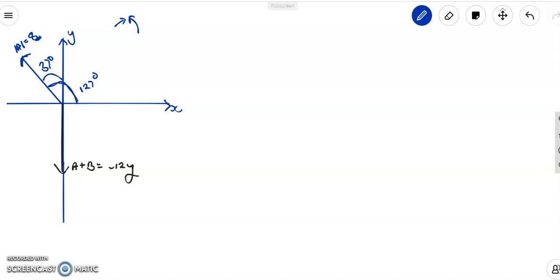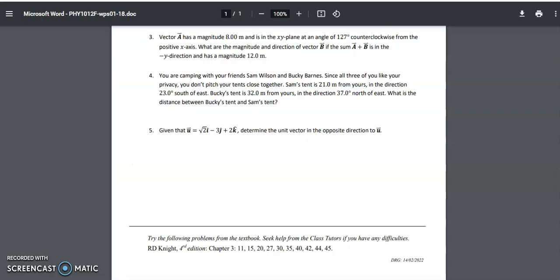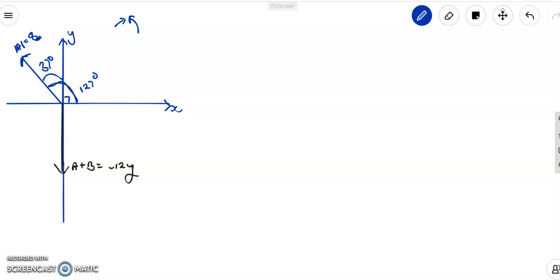And so for 127 degrees, this portion here is equal to 90 degrees, the right angle, and the remaining 37 degrees are over here. So I've drawn A, as you can see. We're asked: what are the magnitude and direction of vector B if the sum of A and B is in the negative y direction with a magnitude of 12? So A plus B is equal to minus 12y. There's no x component, it's along the negative y axis.